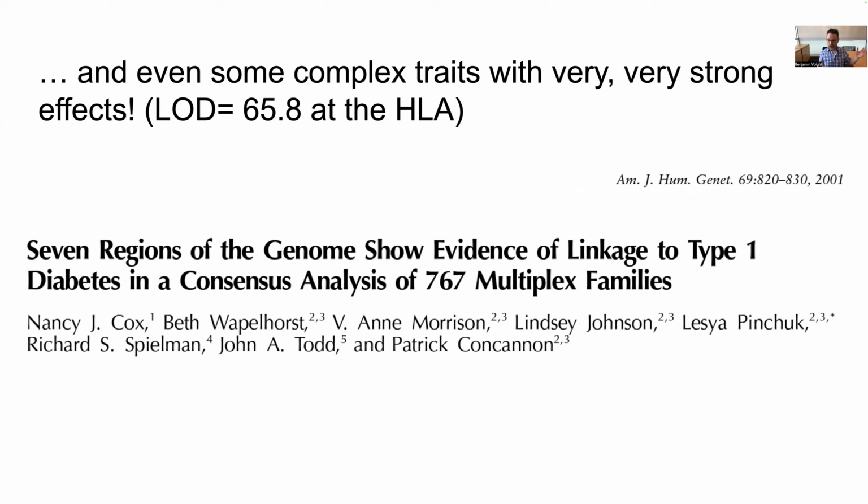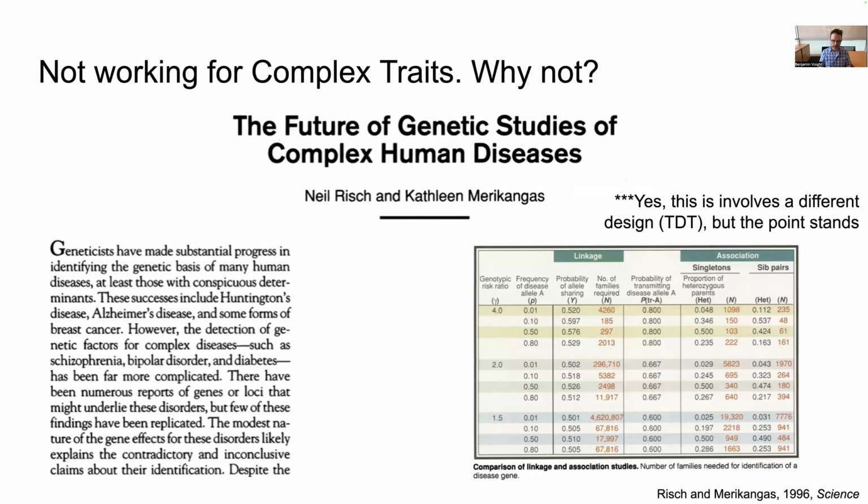And it turns out when you collect many, many families all segregating type 1 diabetes risk, you can apply the linkage mapping framework and identify that the HLA is a strongly linked region of the genome with that trait, a LOD score of 65.8. So a massive, massive signal telling you that this is a place in the genome that really matters for this trait. And you can find that important site with this approach.